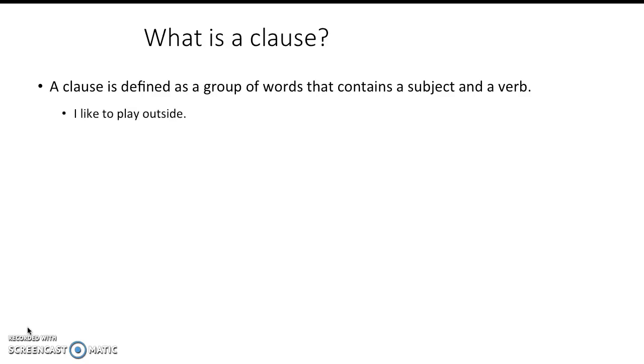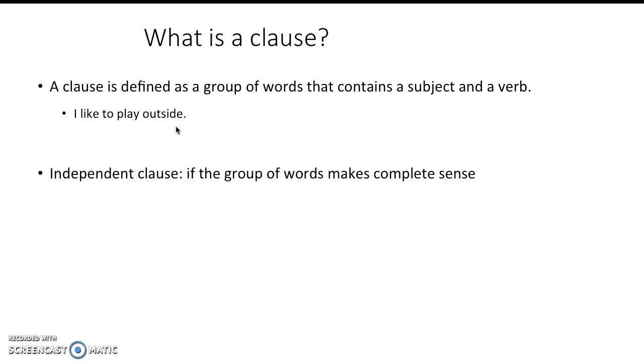Example, I like to play outside. In this case here, this is a clause because you have your verb, you have your subject, and then the rest of the sentence over there. There are two types of clause in English. The first one is independent clause. This is defined as if the group of words makes complete sense on its own. The car broke down. So this is a perfect sentence from a structural point of view.